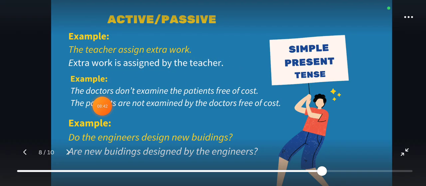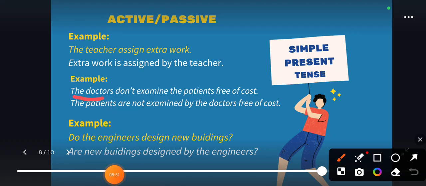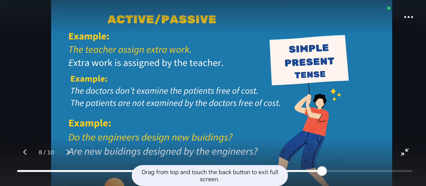The next example is: the doctors do not examine the patients free of cost. In this statement, identify all the things. Over here we have the doctors, it is the subject, and don't is the helping verb, and examine is the verb, and then the patients, it is the object. The rest of the statement is what we are going to add in the end, so just don't look at that sentence. Okay, and now how will we change it.